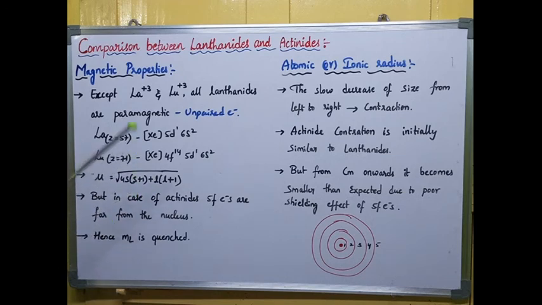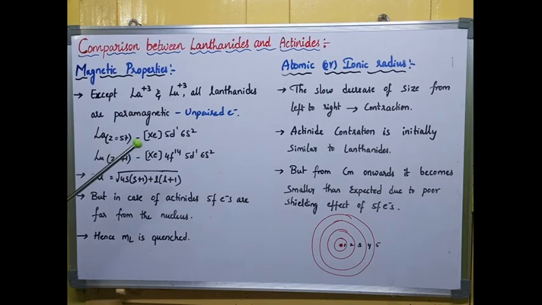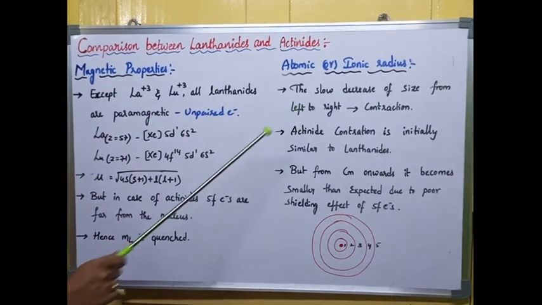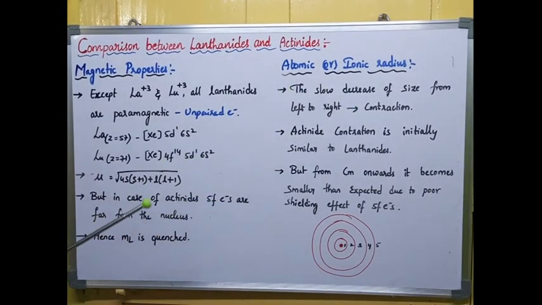And next, coming to the atomic radius. Atomic radius or ionic radius is the same, and we have already discussed atomic radius in lanthanide contraction. Lanthanide contraction means the slow decrease of size from left to right of lanthanides. In the case of actinides, we call this actinide contraction. Actinide contraction is nothing but the steady or slow decrease from the starting element to the ending element of actinides.